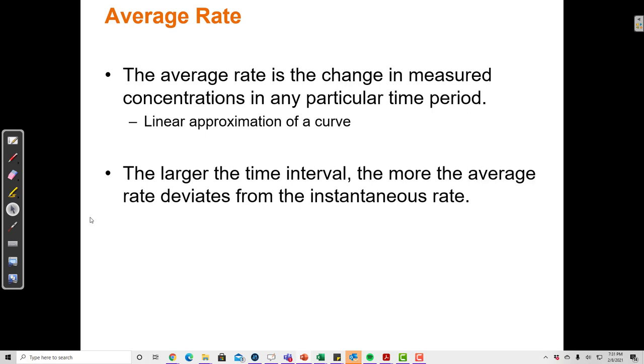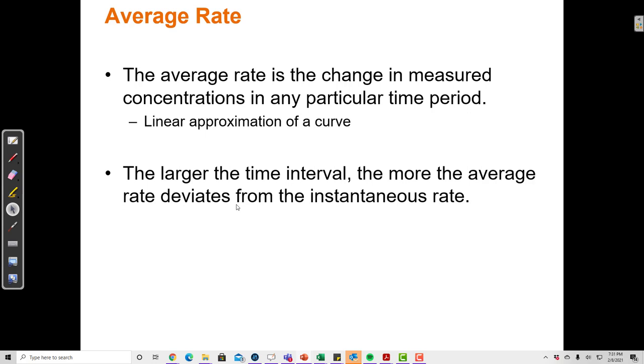So again, the average rate is the change in measured concentration in any particular time period. So we'll get every point along the curve and average them all together. The larger the time interval, the more the average rate deviates from the instantaneous rate. So that just means, again, if I look at the total mileage of my trip to Eugene, it's representative of something, but it tells me nothing about my mileage when I'm going up hills or down hills, because it's an average of everything. So that information becomes lost.